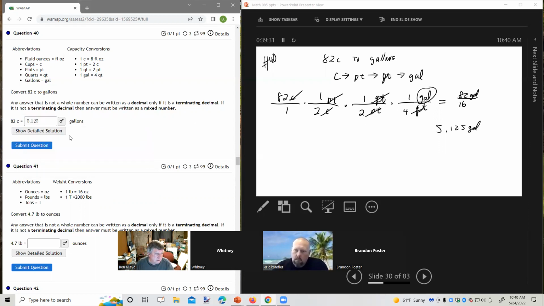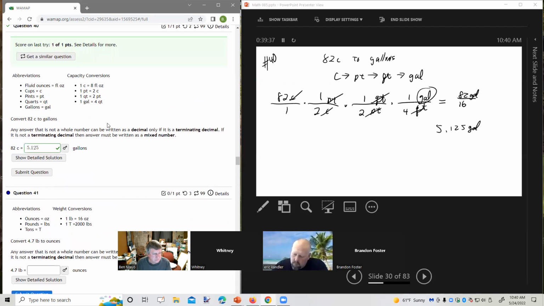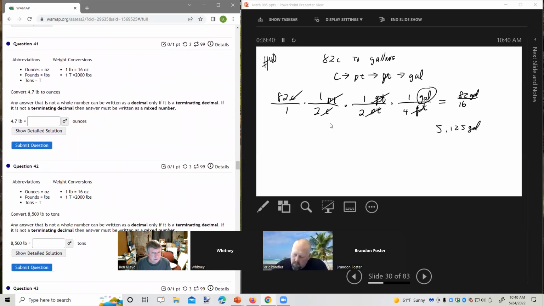5.125 gallons. Okie dokies. Yep. Continuing on.